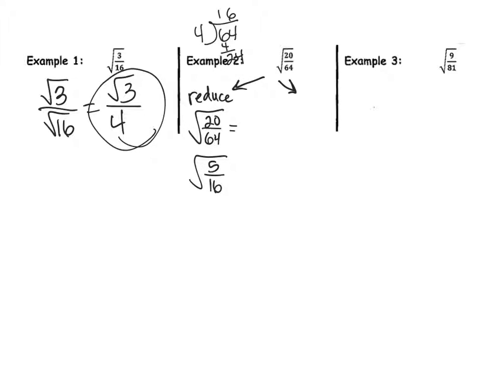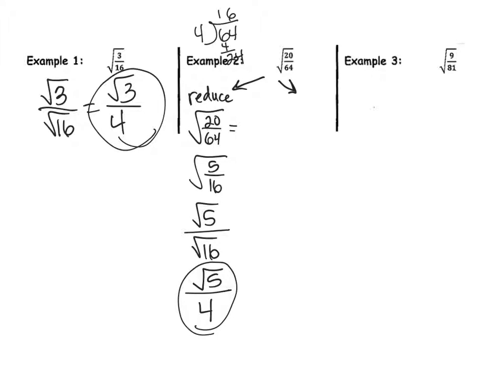So, I can reduce first, and I can just keep going. And here's my keep going. Put it apart. Because if you notice, 16 is a perfect square. What am I going to get as my answer now? Rad 5 over 4. You're done.